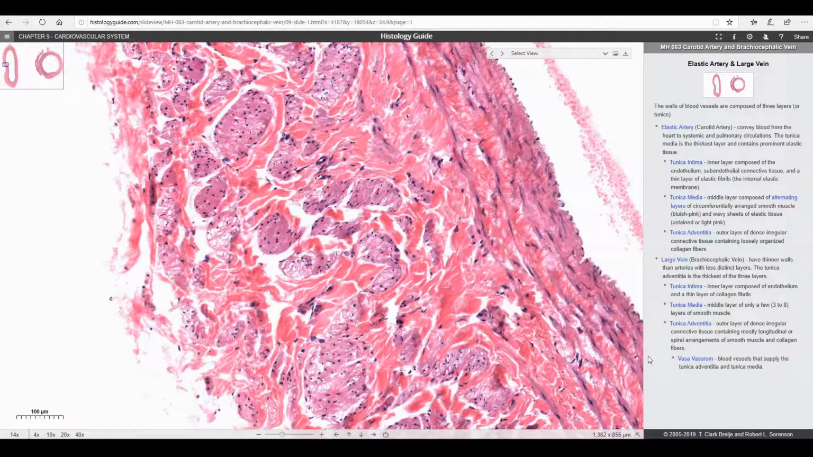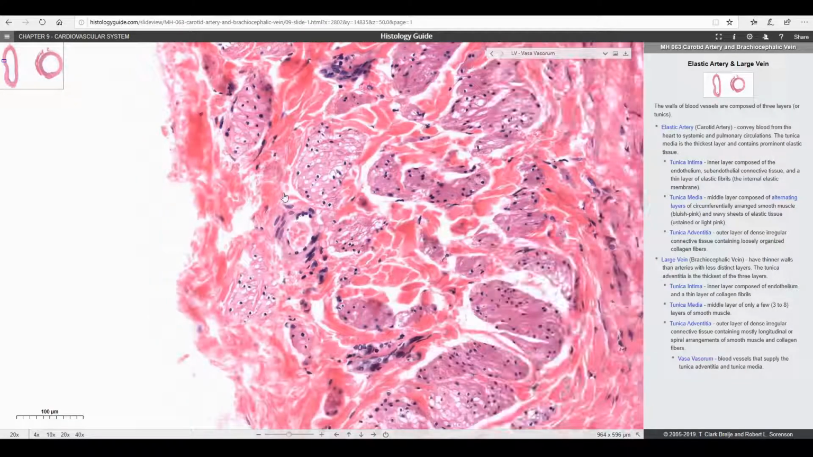And we can also find the vasa vasorum. Let's zoom in and find one. There you go. This is the vasa vasorum. This is the vessel that provides nutrients and blood to the rest of the tissues, the fibroblasts and so on.